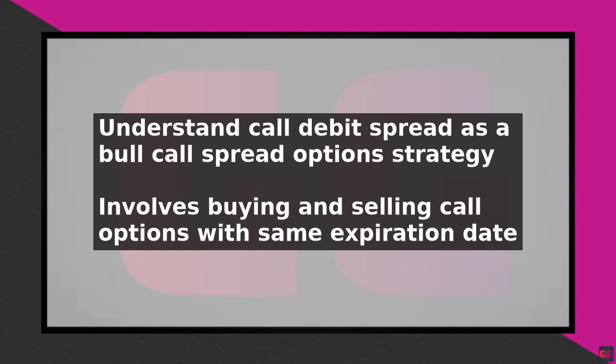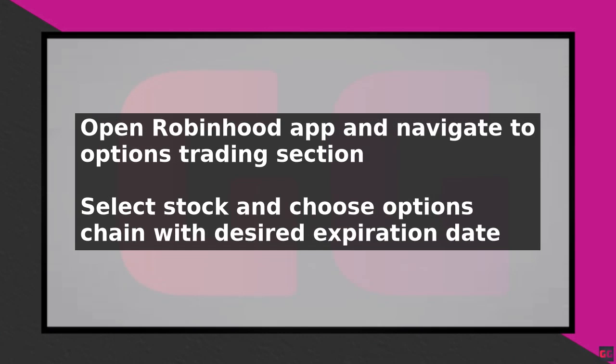First, open the Robinhood app and navigate to the options trading section. Select the stock you want to trade and choose the options chain. Look for the call options section and select the expiration date you are interested in. Choose the strike price for the call option you want to buy, keeping in mind that the lower the strike price, the more expensive the option will be.